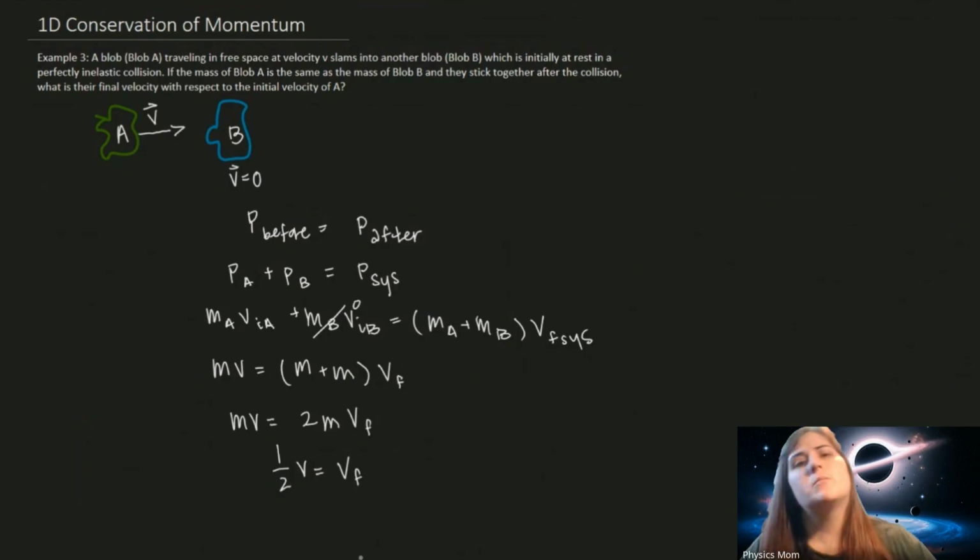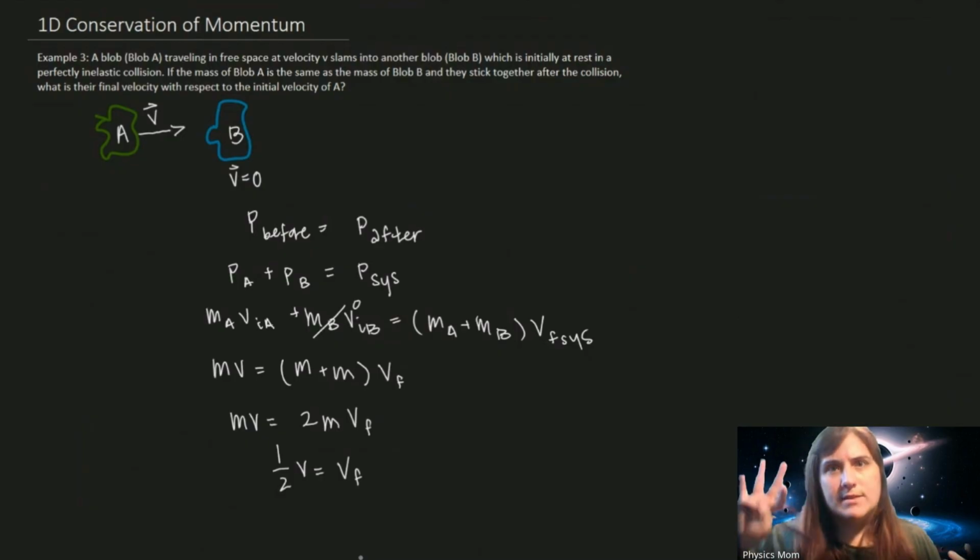So the final velocity ends up being cut in half, which makes sense if I think of a blob traveling at velocity V and it doubles its mass. Well, then proportionally its velocity is going to halve. And that we can conceptually wrap our heads around.